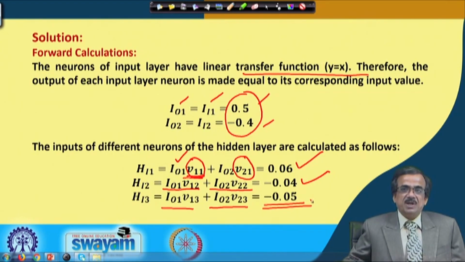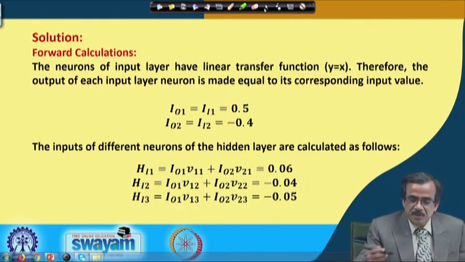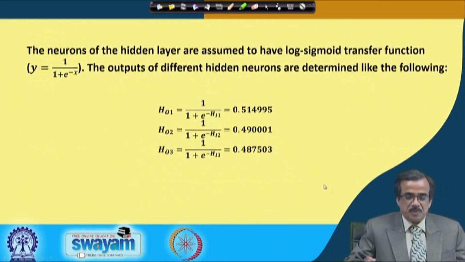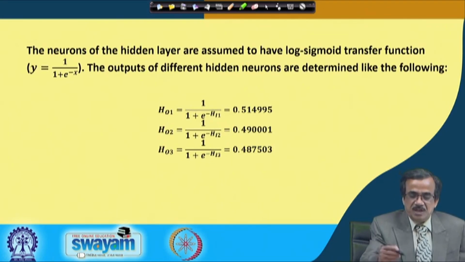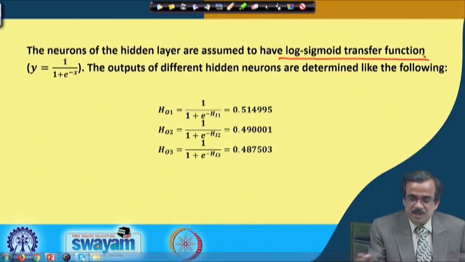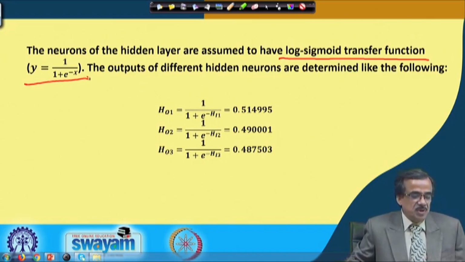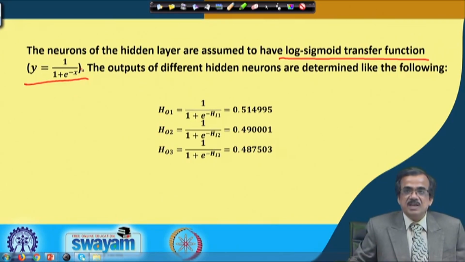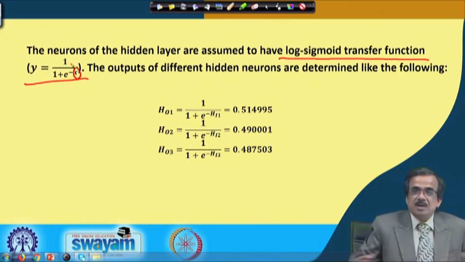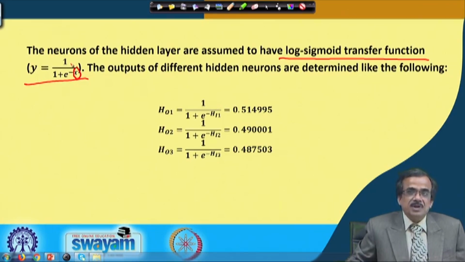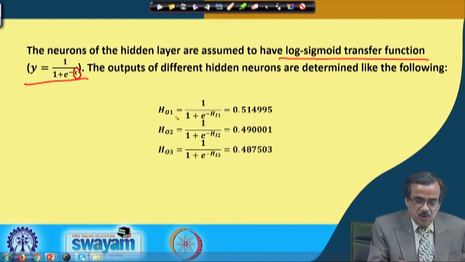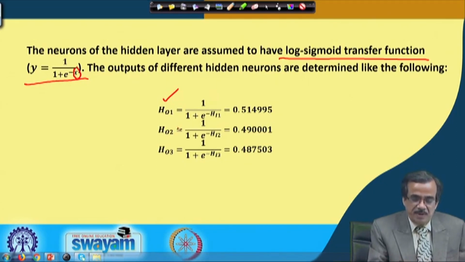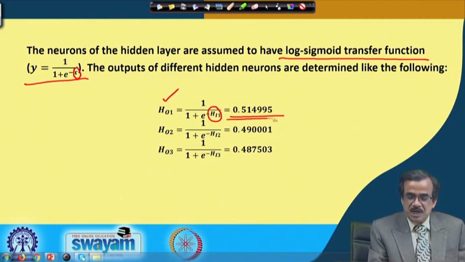And once you have got these inputs of the hidden neurons, now very easily we can find out the corresponding outputs. Because we have the log sigmoid transfer function, that is y equals 1 divided by 1 plus e raised to the power minus x. So, this x is where I will have to put the input of the different hidden neurons. Now, HO1 is the output of the first neuron lying on the hidden layer, and that is 1 divided by 1 plus e raised to the power minus HI1. And if you put this numerical value and solve, I will be getting the output.